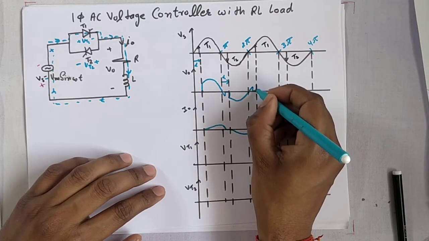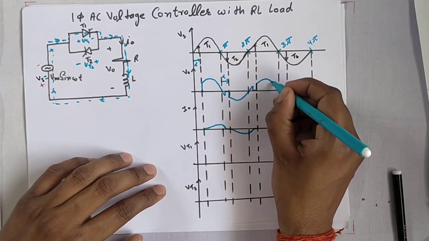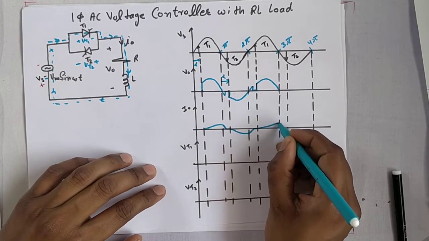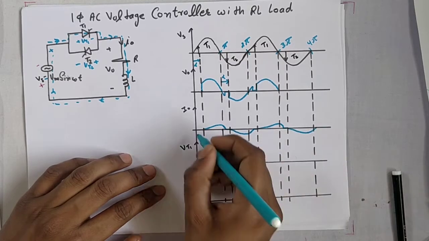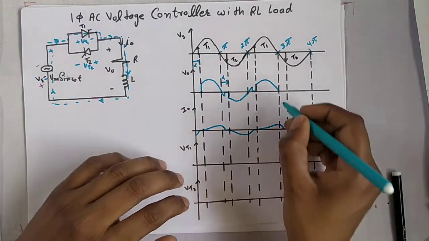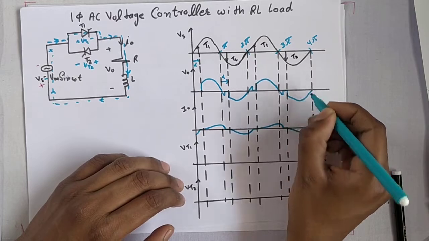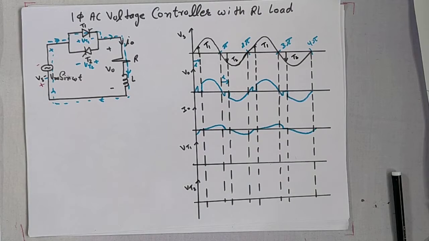Again for the positive cycle, T1 is triggered here, then the output voltage will be the same as the input voltage, and the current will increase in the positive direction and decrease like this, the same current again like this. So draw this. Okay, this is the output voltage and current for the AC voltage controller.